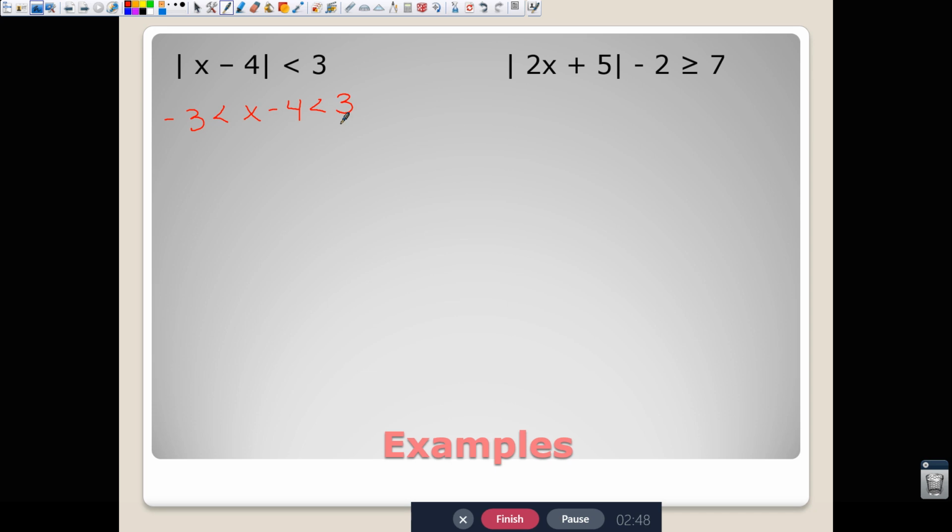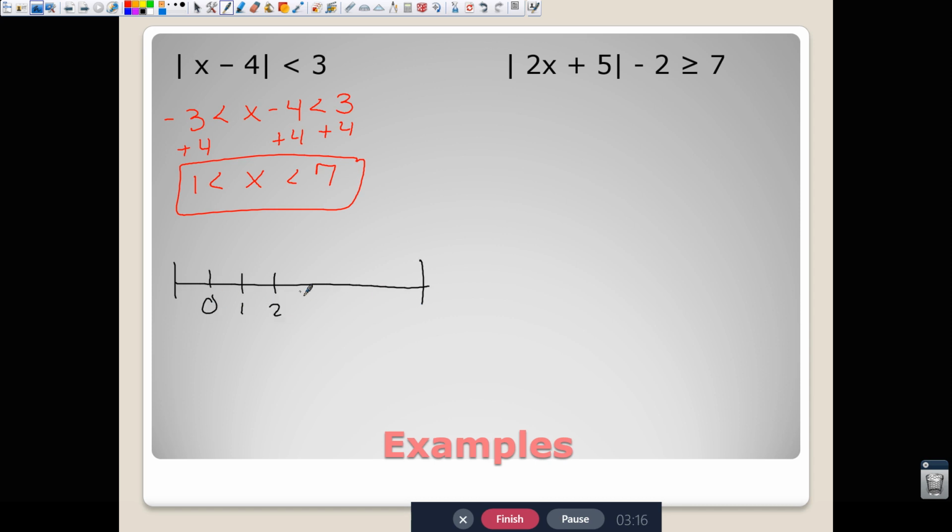Now I'm just going to solve like how we solved inequalities beforehand. So I'm going to add my 4 to both sides. So -3 plus 4 is 1. Then 3 plus 4 is 7. So this would be my answer. And then now we're going to graph it, or on a number line. So I'm going to have an open circle at 1 and an open circle at 7, because remember that it's not equal to, and then in between.